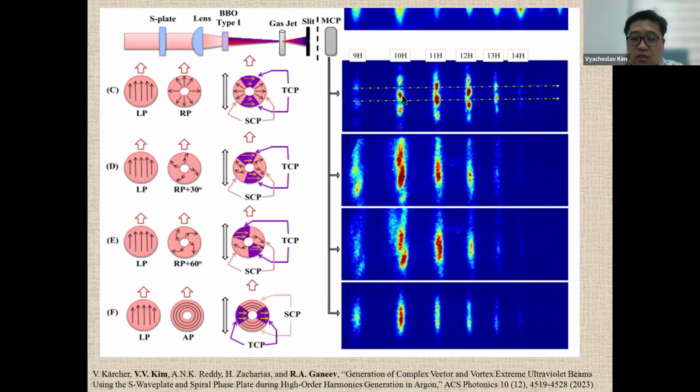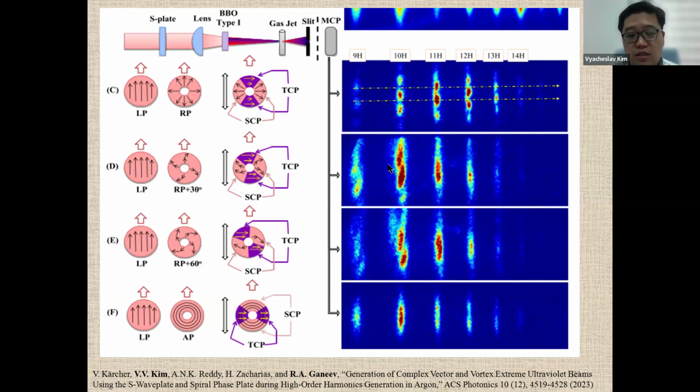It can be explained that, for example here, probably this part and this part of the harmonic wavefront correspond to these wings of this complex vector beam, because here there is no enhancement from the two color pump. So for odd orders, we observe an enhancement of this component of the wavefront, and this corresponds to this part probably, and so on.